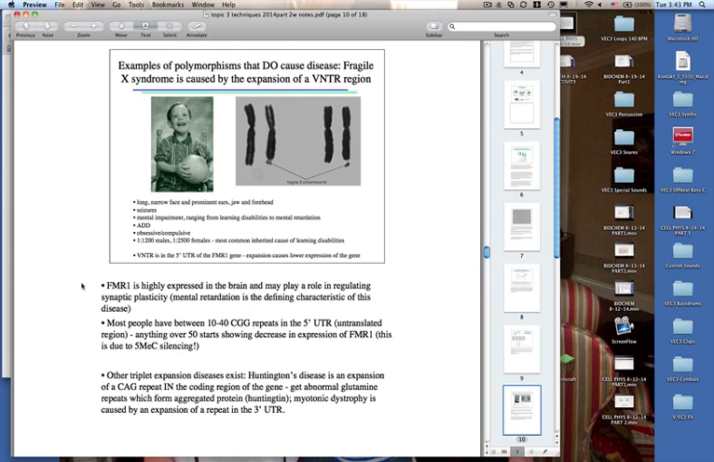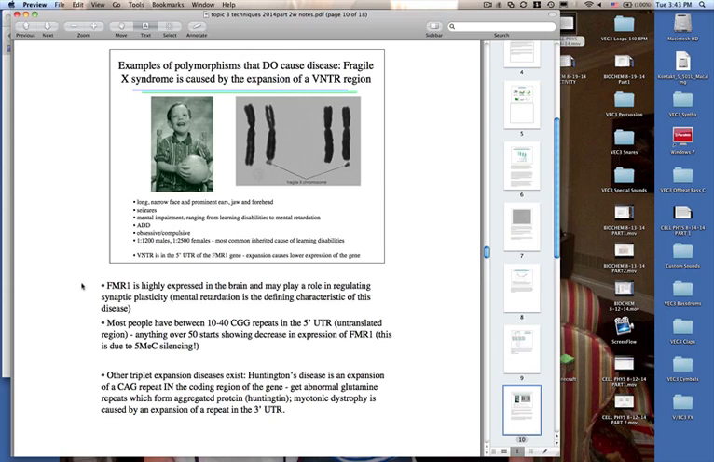Yeah. How is the late onset caused? So it's an aggregation issue over time. You just start getting more and more aggregation of the protein. And if it's got a bigger tract, it's going to aggregate more quickly and more easily. Okay, so not so good things, right?